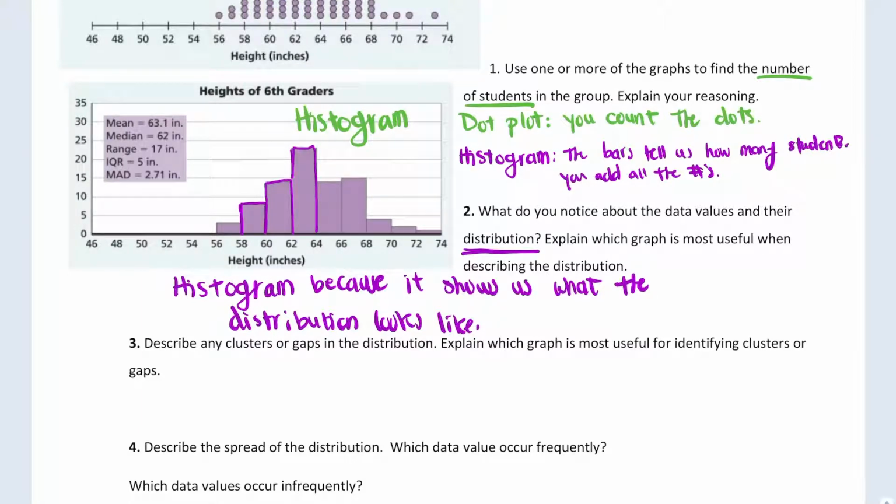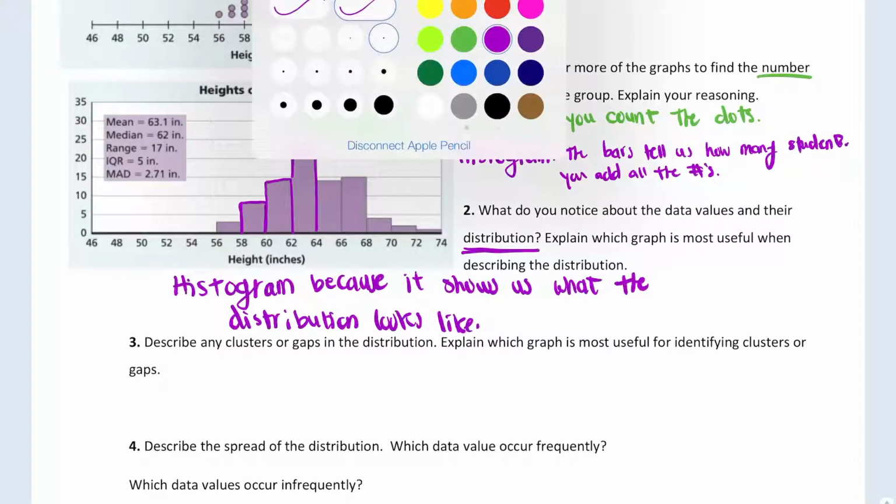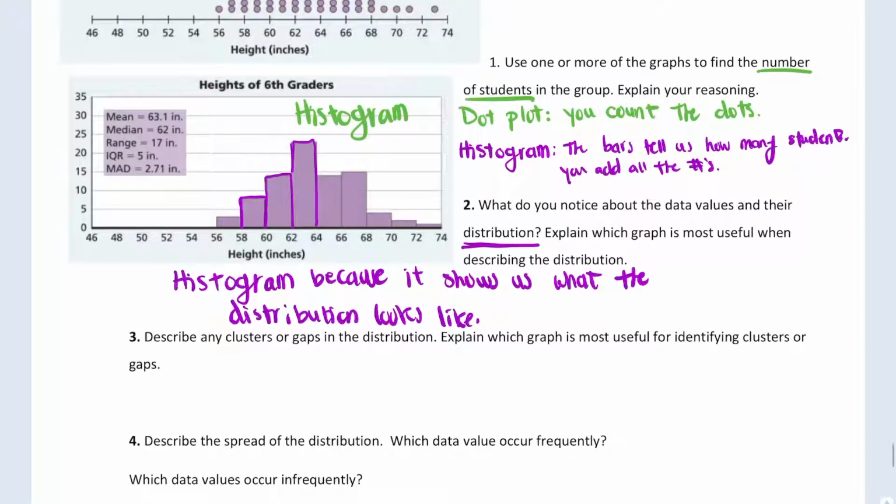Describe any clusters or gaps in the distribution. Explain which graph is most useful for identifying clusters or gaps. Okay, take a minute. Talk about it with your elbow partners, please. Which graph would you use to describe clusters or gaps? All right, so I hope some of you guys said the dot plot.